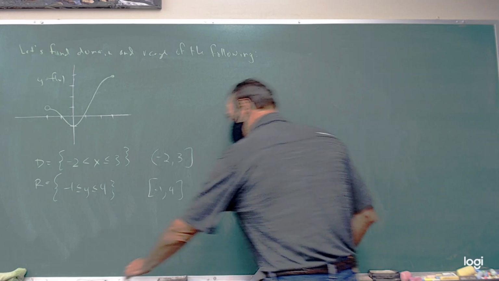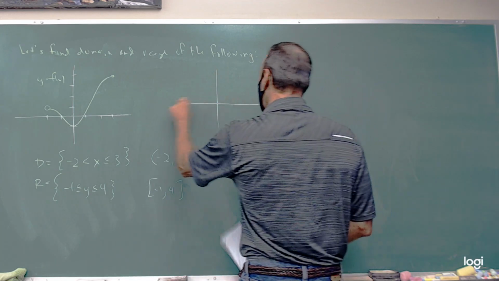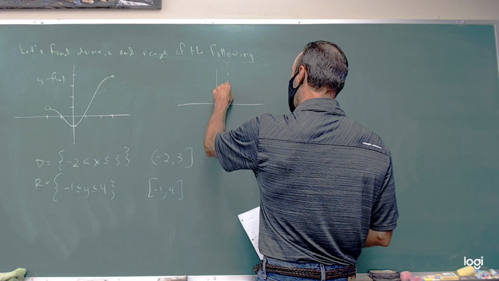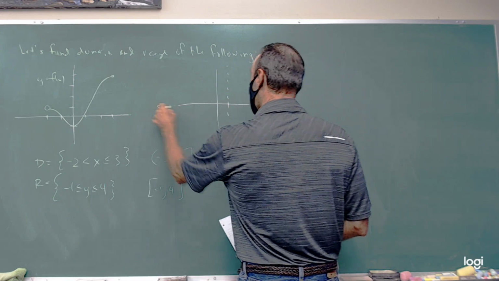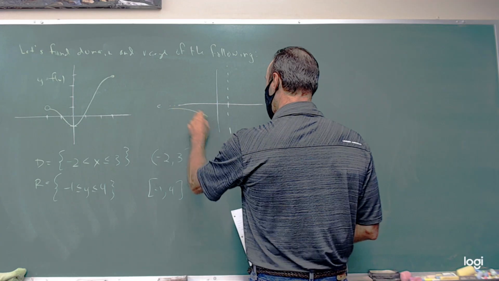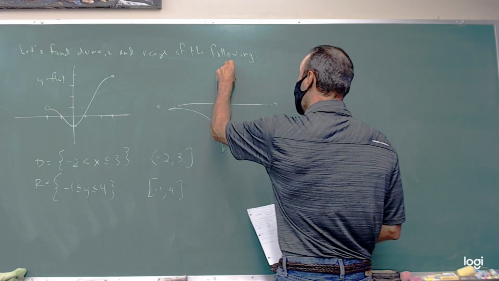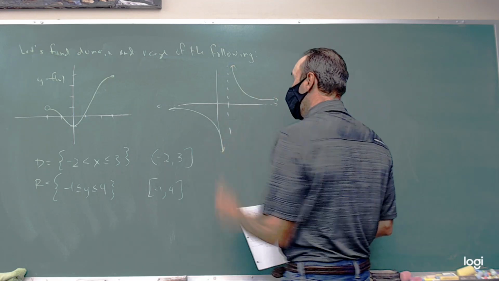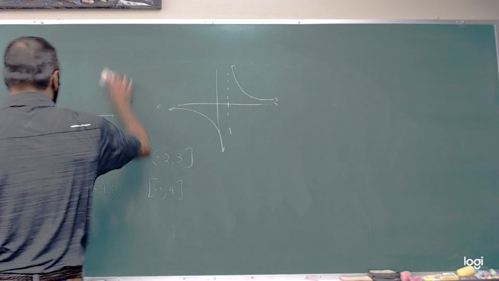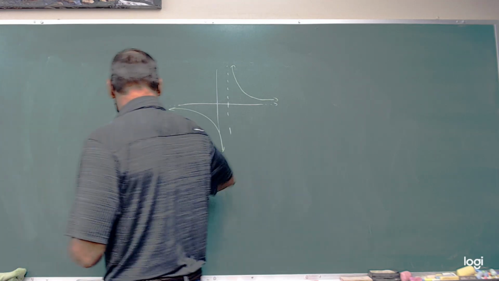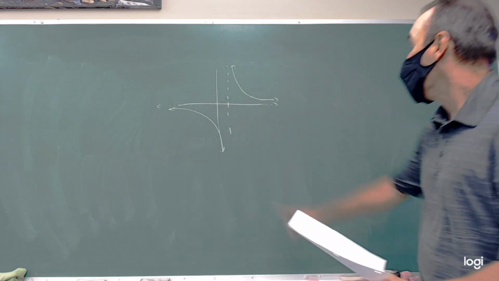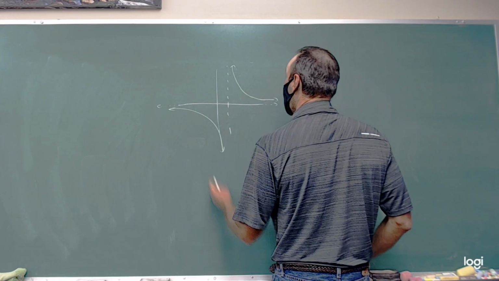Okay, so let's do a different graph. Here we're going to have a vertical asymptote at x equals positive 1 and a horizontal asymptote at y equals 0. And our graph is going to look something like this. And we're still looking for domain and range. You can discuss again. Is that at 1? Yeah, this is at x equals 1.